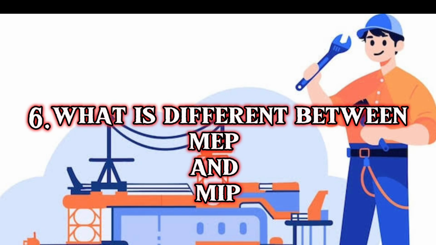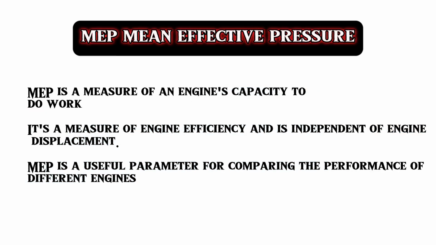Sixth question, what is the difference between MEP and MIP? MEP measures the engine capacity to do work. MEP measures the engine efficiency and it is independent of engine displacement. MEP is useful for comparing the performance of different engines.